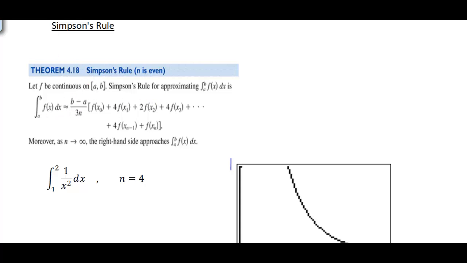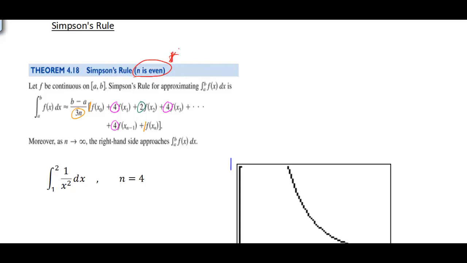I will point out a few differences. It starts out with b minus a over 3n instead of over 2n. And it does start off with multiplying by 1 for the first term, and the very last term is multiplied by 1. But you'll notice the other terms in between alternate from being multiplied by 4, 2, 4, 2, and then the next to the last is multiplied by 4, and then the very last term is multiplied by 1. Now, in order for this to work out appropriately, you'll notice for Simpsons Rule, your n has to be even.